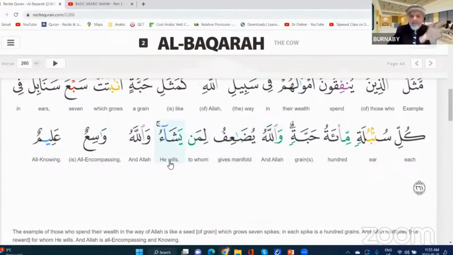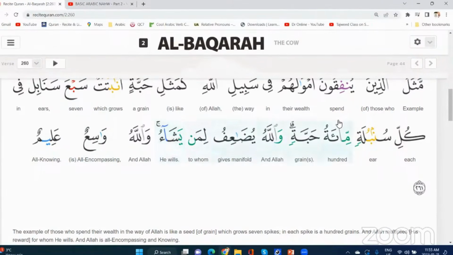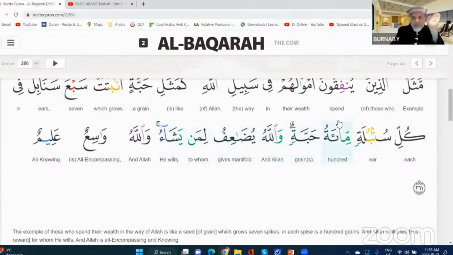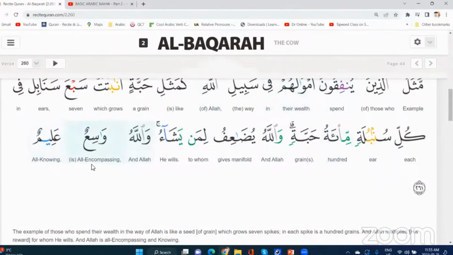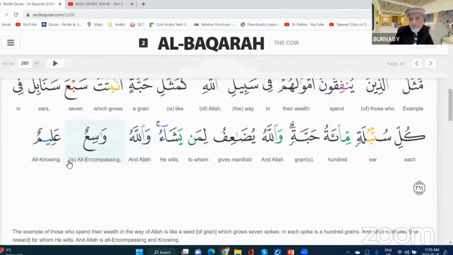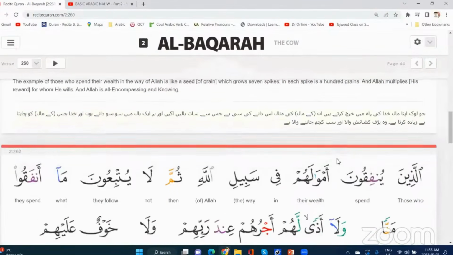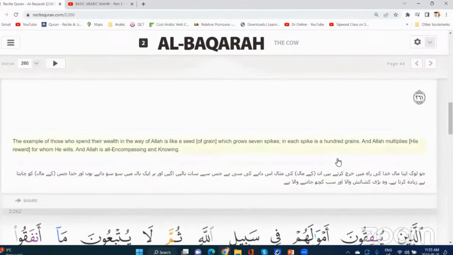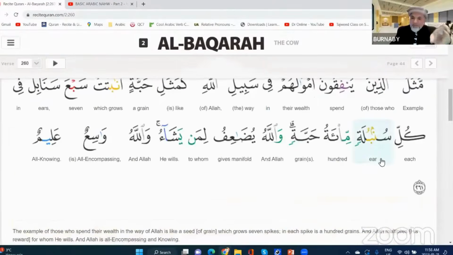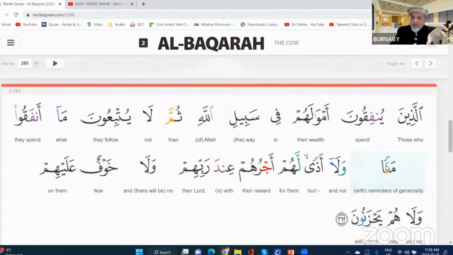So 700 is the bare minimum. What Allah does, He can do whatever He wants. Why? Because Allah is wasi'un alim. Because He is all-encompassing, all-knowing. Are we getting motivated? Alhamdulillah. Okay. But then after encouraging you, Allah subhanahu wa ta'ala is also warning us.